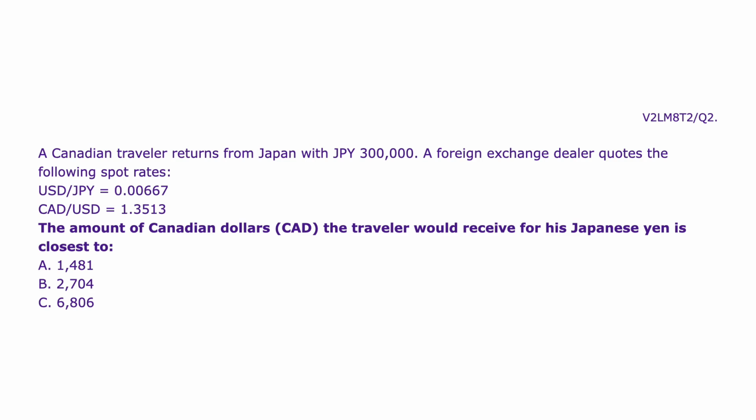A Canadian traveler returns from Japan with 300,000 Japanese yen. A foreign exchange dealer quotes the following spot rates. USD per JPY equals 0.00667. CAD per USD equals 1.3513. The amount of Canadian dollars the traveler would receive for his Japanese yen is closest to: A, 1,481; B, 2,704; C, 6,806.